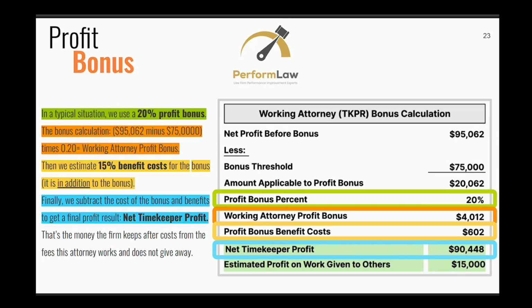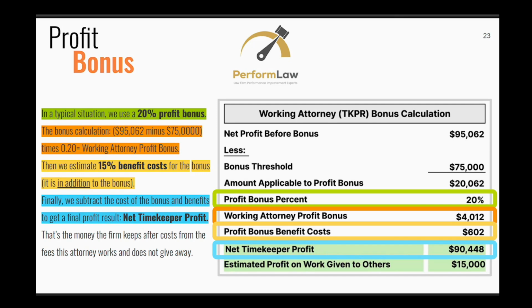We recommend a profit bonus percentage of 20%. That's standard, but you can definitely go lower or higher depending on the scenario. So 20% of the bonus pool is shown here as $4,012. We use an estimate of the benefit costs. I believe that would be the 15% of the $4,012.